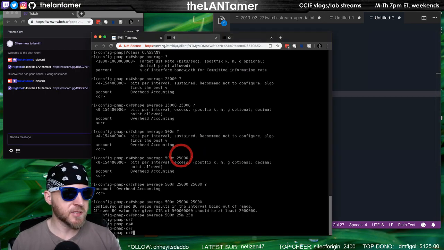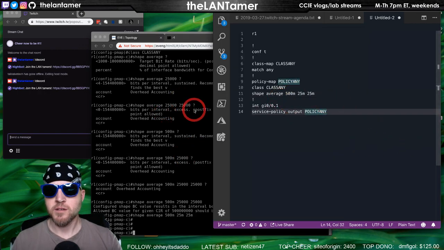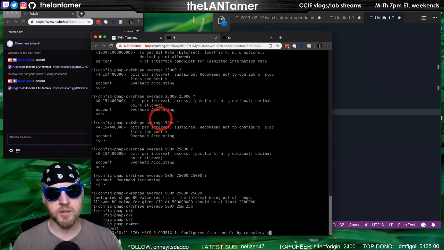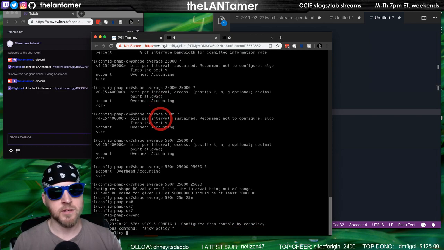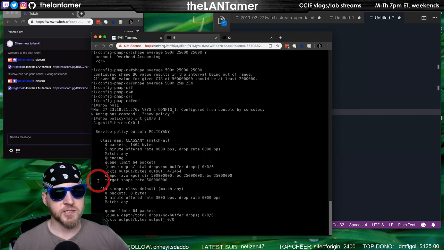First of all, it did allow us to configure the subinterface, which is cool. And now let's do show policy-map interface Gi0/0.1. Okay, it is configured. Target shape rate. Yeah, it does not show us the TC here, but we're going to put this to the test.